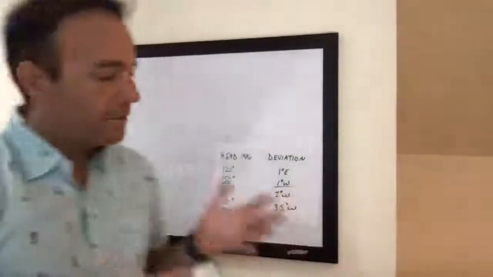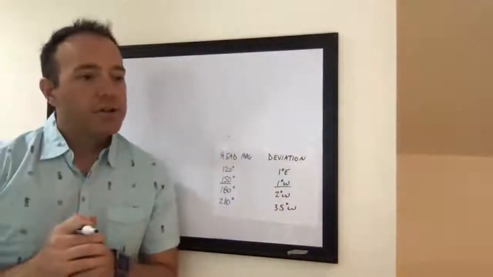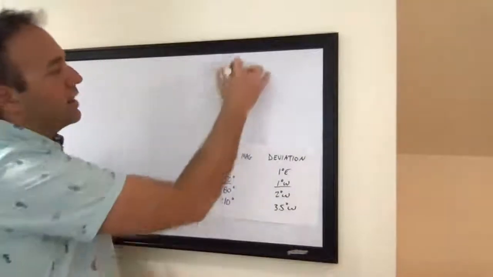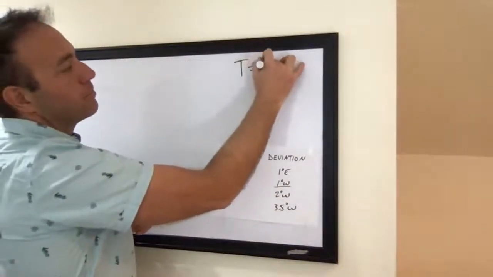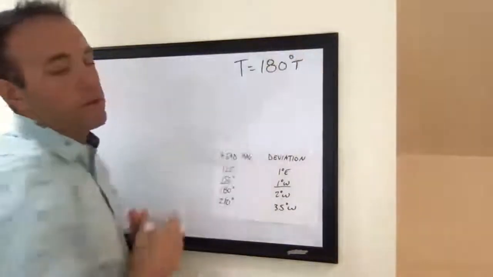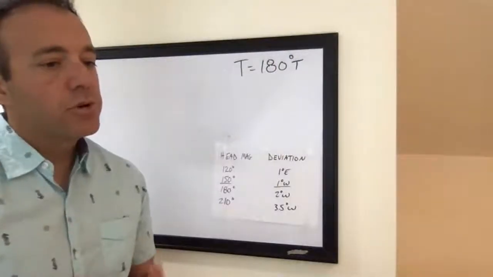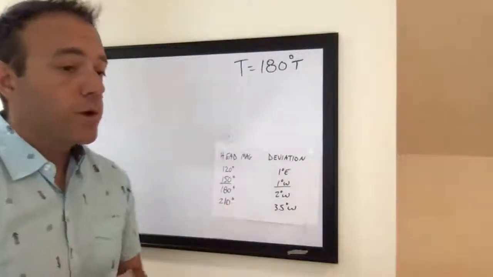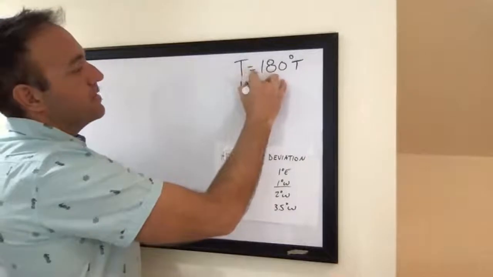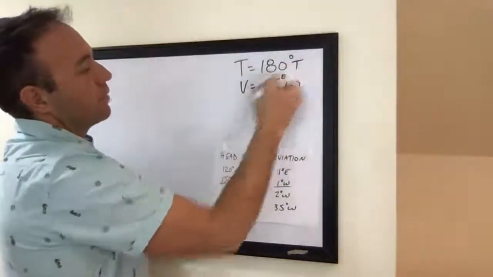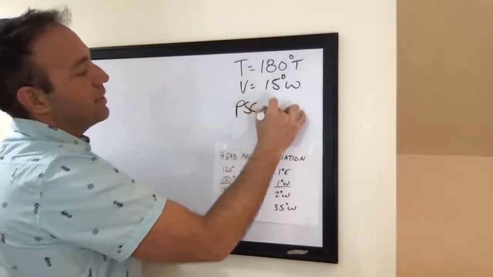All right, here is the last problem I'm dropping in there right now. And very similar to the other one, your true course between 2 points is 180 degrees true. You get that off a chart or it's given to you in the problem. Variation is 15 degrees west. What course do you steer PSC?